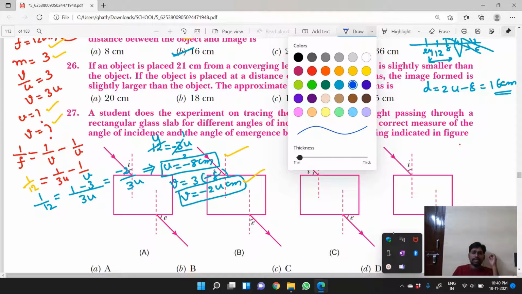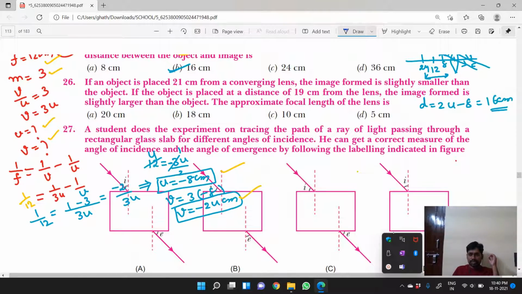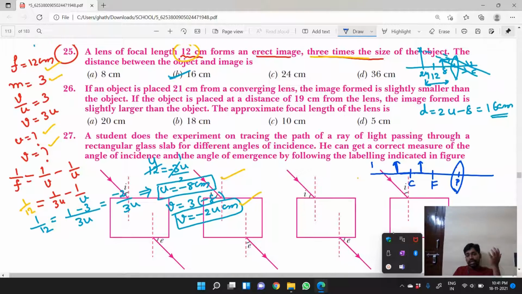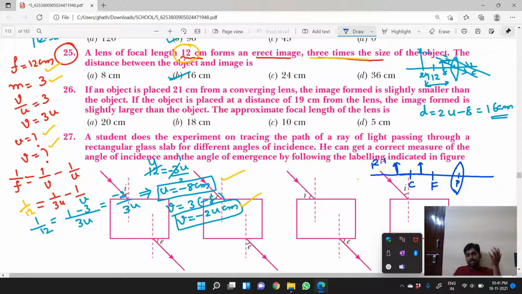A simple question, I can say, because this is a lens. This is a convex lens. This is the optic center, this is the focus, and this is the center of curvature. When an object is placed beyond the center of curvature, we get a real, diminished image. Whenever we place it between C and F, we get a real, enlarged image, my dear students.